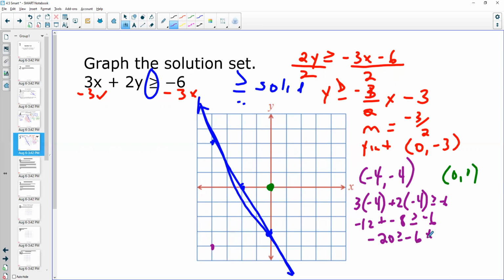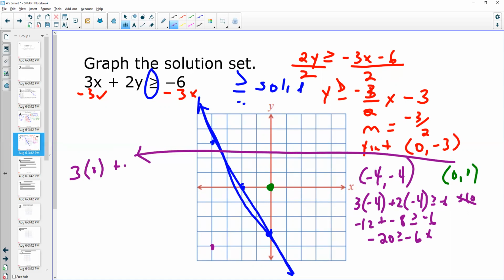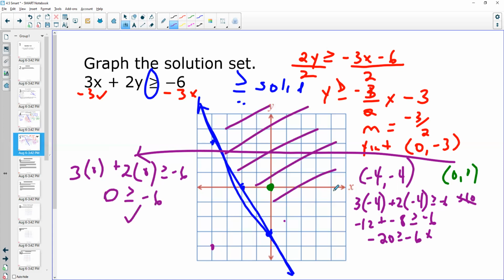Now here's the thing. Don't automatically assume it's the other one, because if you didn't do the math right, you'll find out here. So 3 times 0, I'm going to actually do that over here because I don't have enough room. 3 times 0 plus 2 times 0 greater than or equal to negative 6. Well, 0 greater than or equal to negative 6. Yes, check. So the solutions to this graph lay on the 0, 0 side. That's the side I'm going to shade, okay?